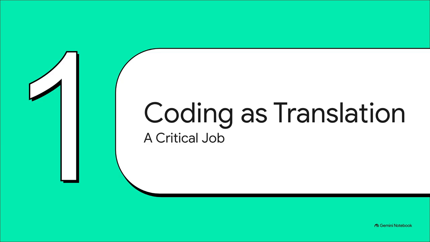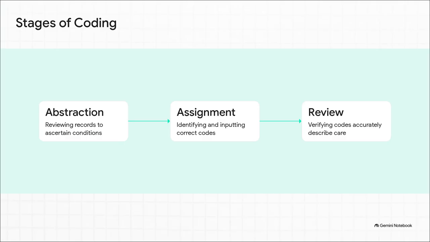Let's take a look at what a coder actually does day to day. Clinical coding basically boils down to 3 logical stages. First up is abstraction. This is where you get to play detective. You're reviewing a patient's record, things like surgery notes, lab results, physician dictations, to ascertain their exact condition and what was actually done about it. You are translating the medical language into abstractable data.